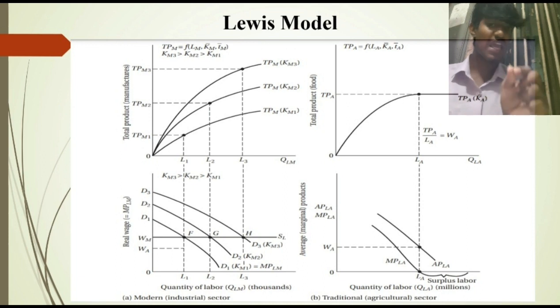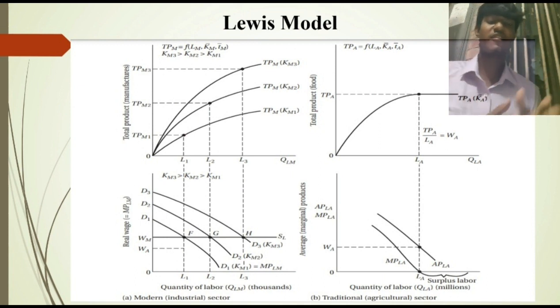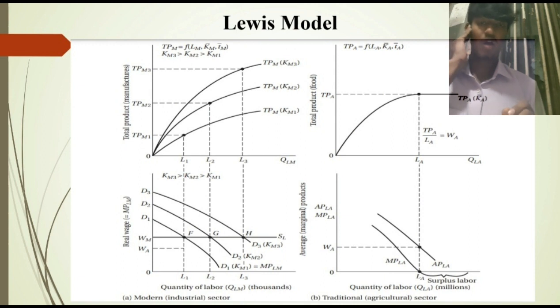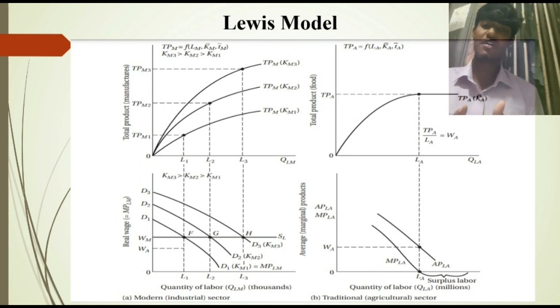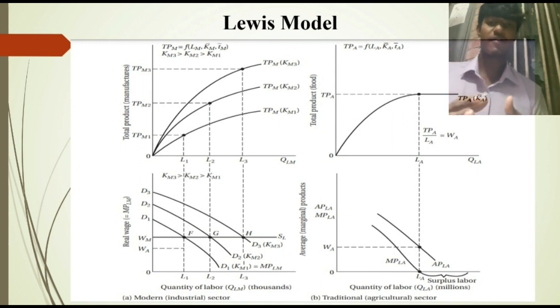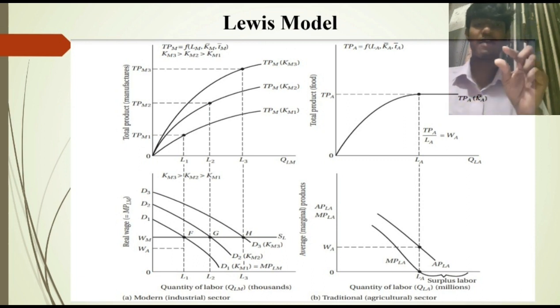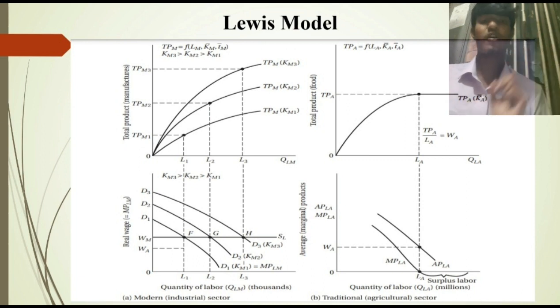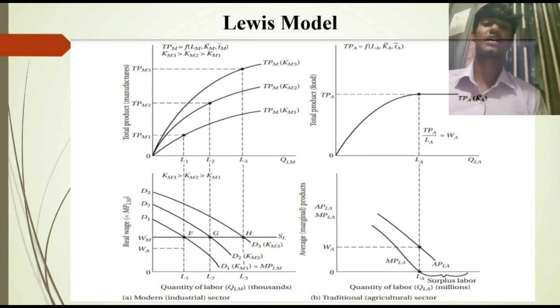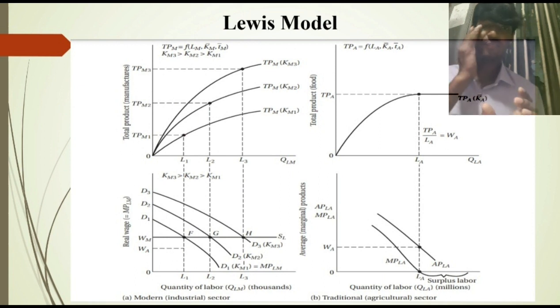Assuming LA is the 7 persons actually required for farming, and QLA is the 15 persons. Then 7 persons involved in producing a certain amount of product, and the 15 persons also produce this same quantity of product. That means the gap is the surplus labor, and their marginal productivity is 0.